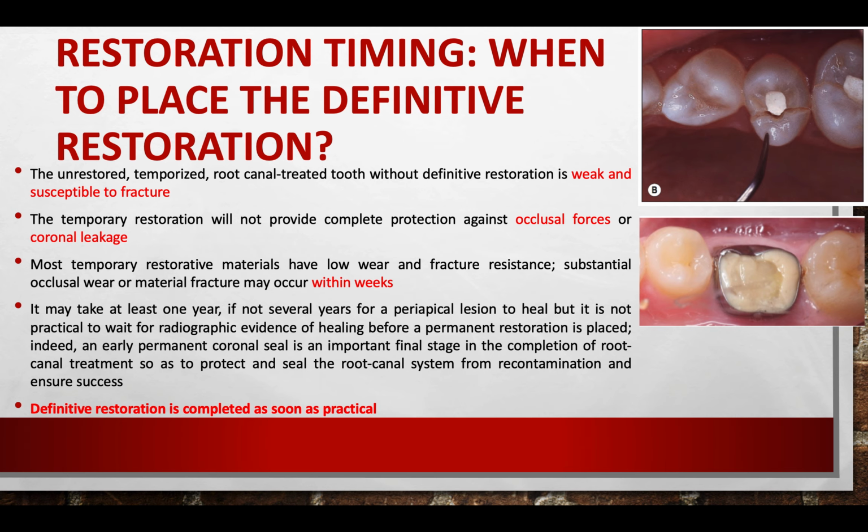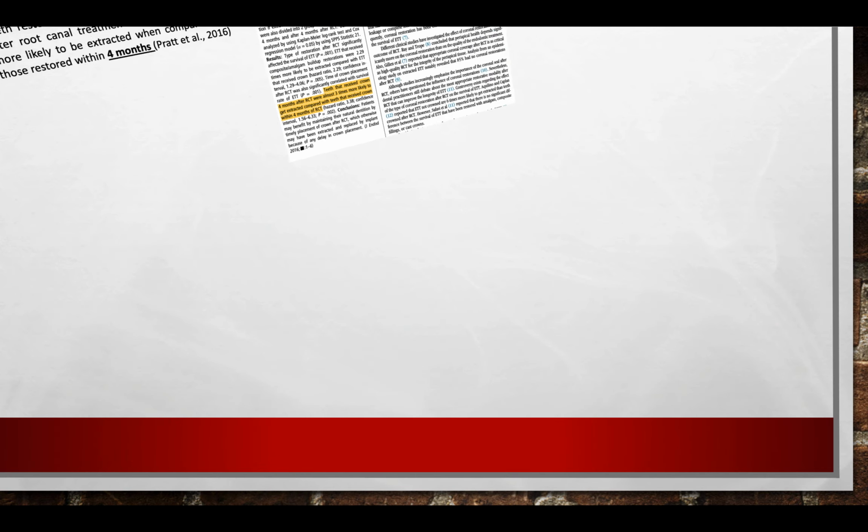until the tooth heals and until we see signs of periapical healing. This is nonsense, because healing of the periapical lesion may take years, and it's not practical to wait until then. And if you wait until you see signs of healing, then the temporary restoration will cause leakage and the tooth may fracture, and the endodontic treatment will fail. Okay, so the best time to provide the definitive restoration is as soon as practical.